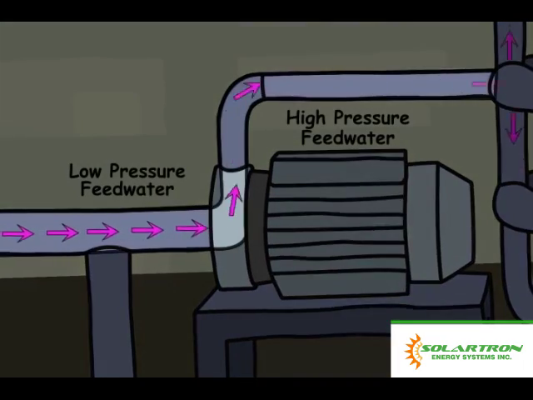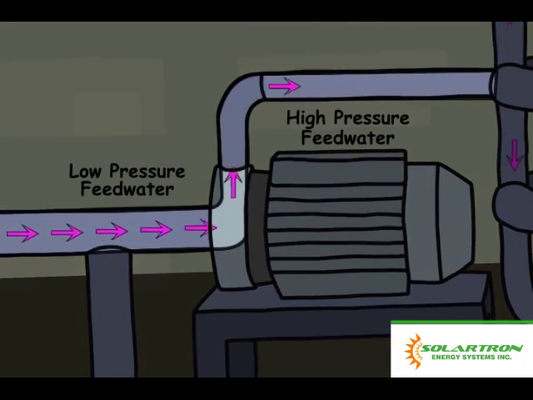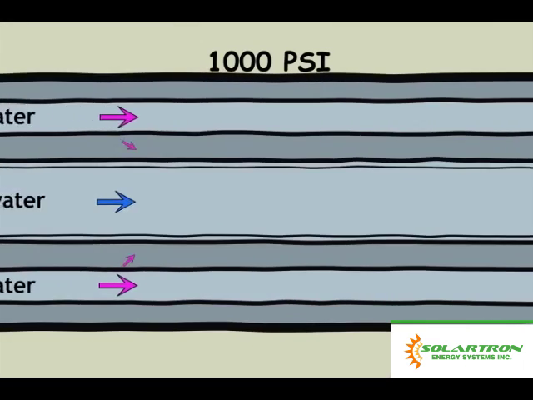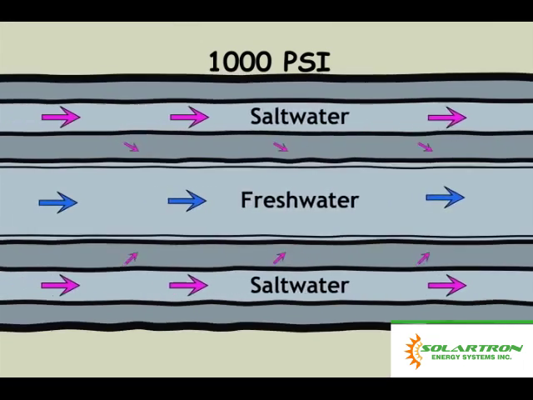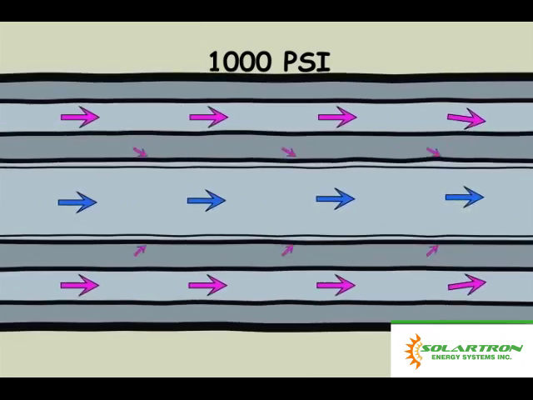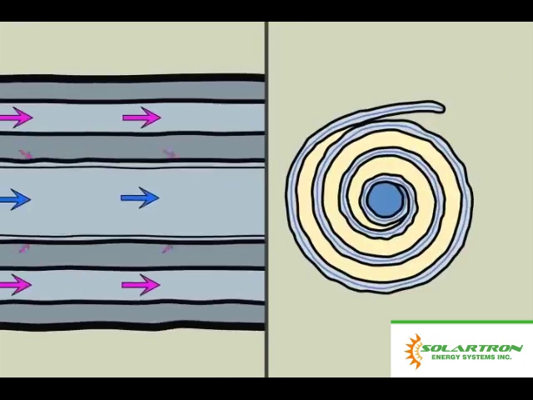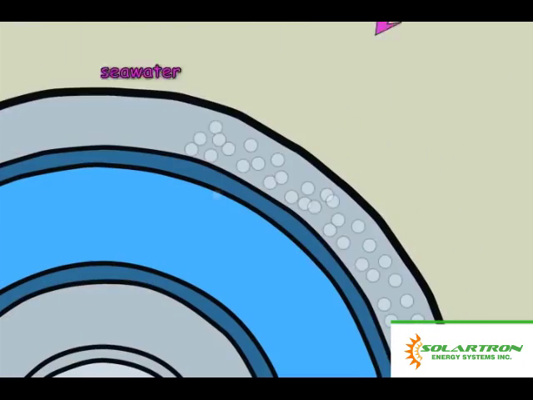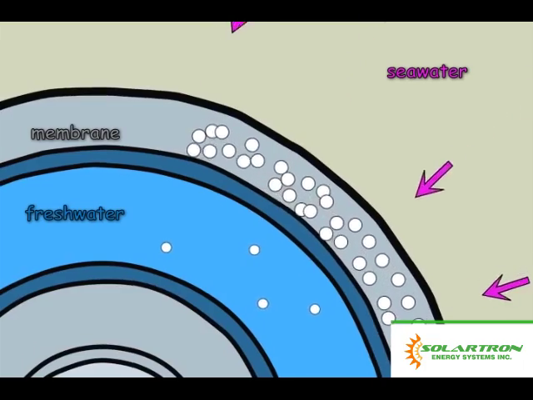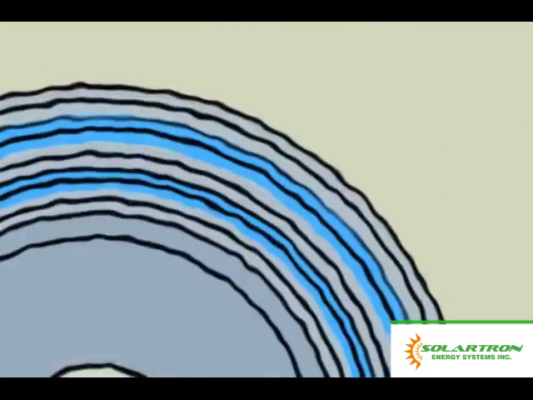High-pressure pumps increase the pressure of the seawater up to 1,000 psi. The pressure needs to be sufficiently high to overcome the naturally occurring osmotic pressure and force water from the saltwater side through the reverse osmosis membranes to the freshwater side. The salt particles in the seawater are ejected from passing through the membrane to the freshwater side and remain behind on the concentrated saltwater side.